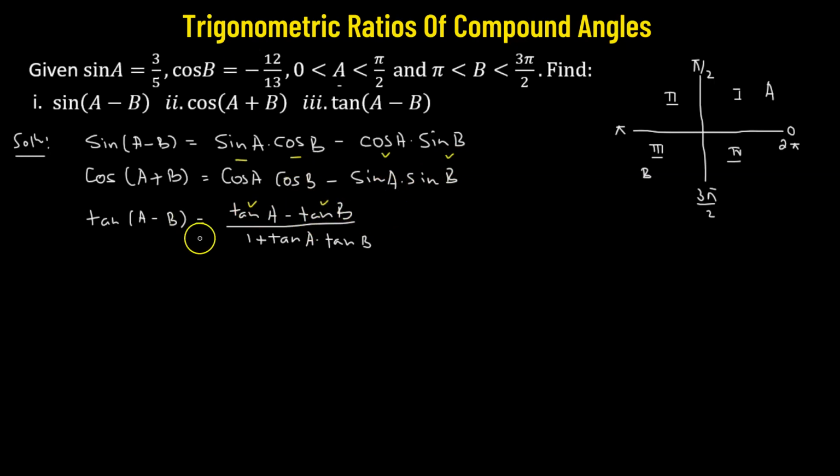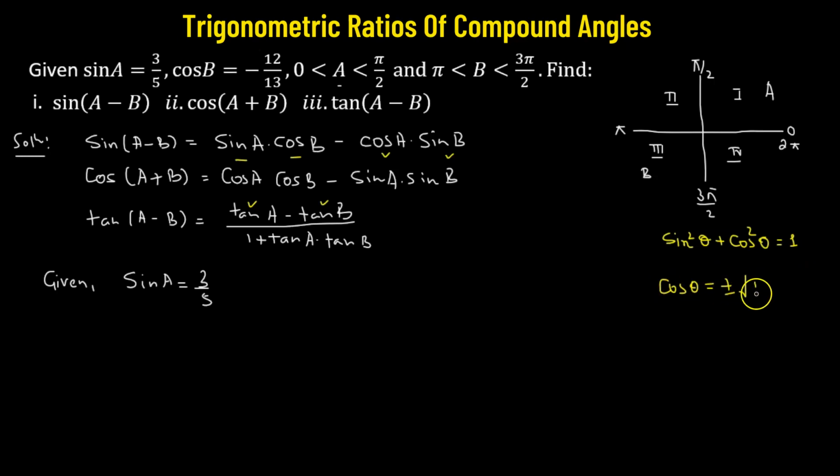Let's first find out the individual trigonometric ratios. To begin with, we'll start with our first ratio. We have sine of A, which equals 3 over 5. Using this, we can find out the value of cosine of A. To find cosine of A, we're going to use the identity sine squared theta plus cosine squared theta equals 1. So cosine theta can also be expressed as plus or minus the square root of 1 minus sine squared theta.